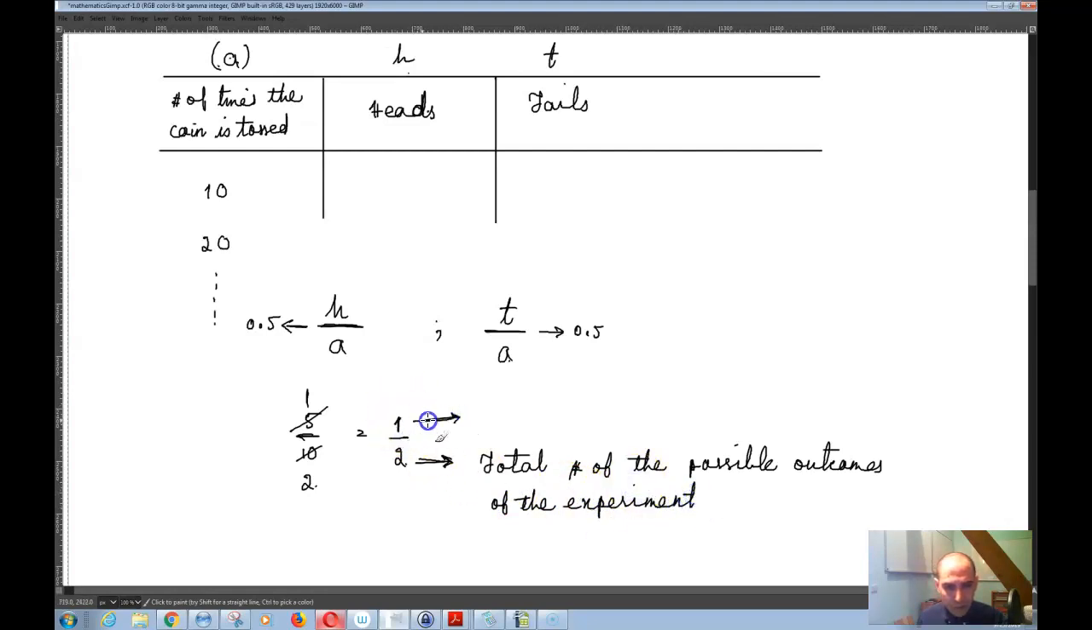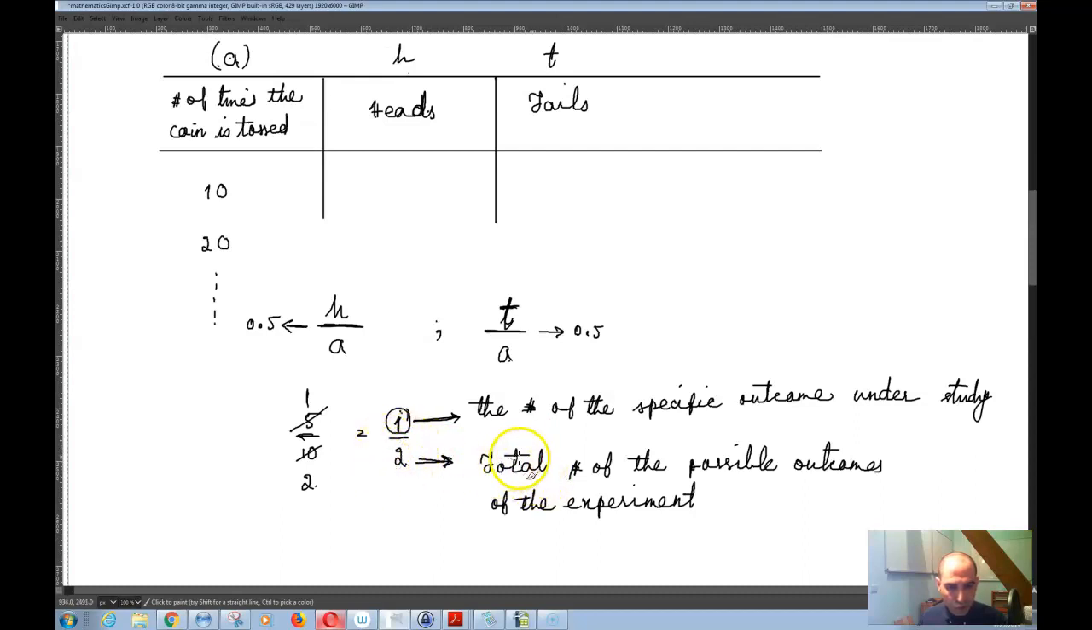And this number corresponds to the number of the specific outcome under study. Meaning that, for example, in this case, the numerator is the number of times that I'm getting tails, and there is only one way of getting tails. So this is the 1. There is only one way of getting tails.